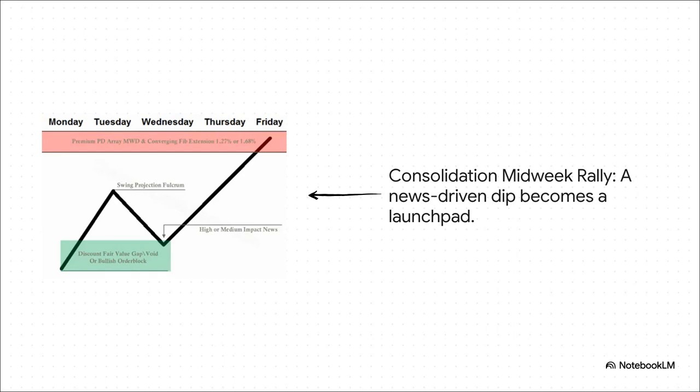First up is the midweek rally. Imagine the market is generally bullish. Then on Wednesday, some big news comes out, and it triggers a quick pullback, a dip right into a discount area. This is often to fill what's called a fair value gap, a little inefficiency in price, or to test an order block. That dip is basically the market loading up. It acts like a springboard for a rally into the weekend.